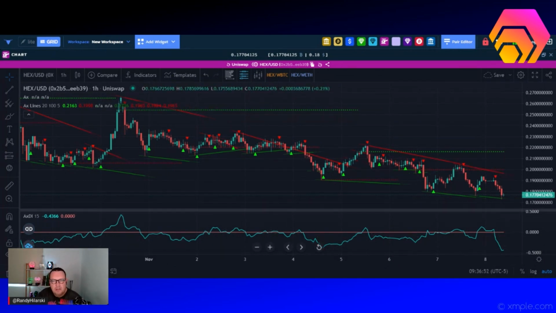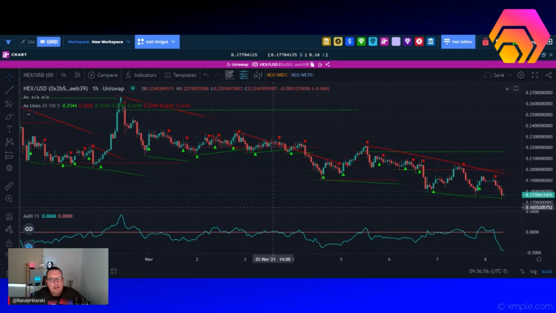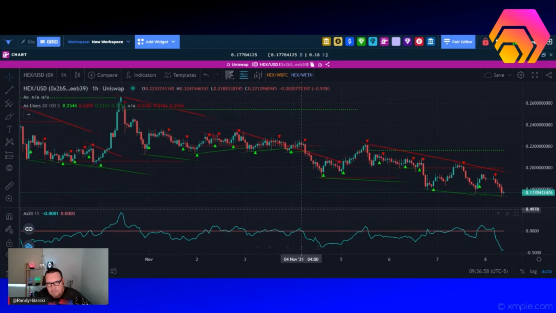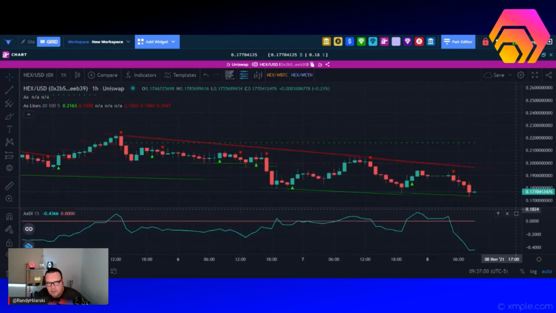All right. Oh, sorry, sounds like an ambulance going by. All right, so as you can see, let's bring it in a little bit closer. Looks like about 5 hours ago, the Aurox indicator went red. You got our Aurox lines in here.